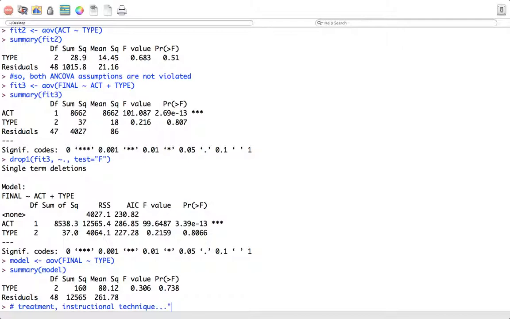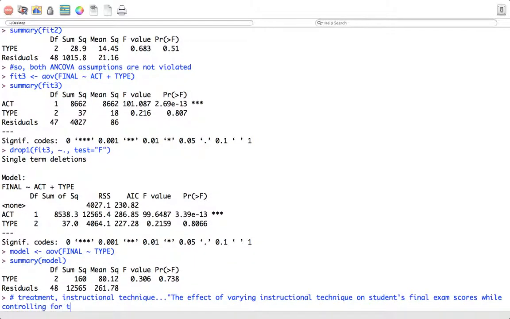So what I would say here is that the effect of varying instructional technique on students' final exam scores while controlling for entering math level by using math ACT subscore is not statistically significant, and I'd report my results.